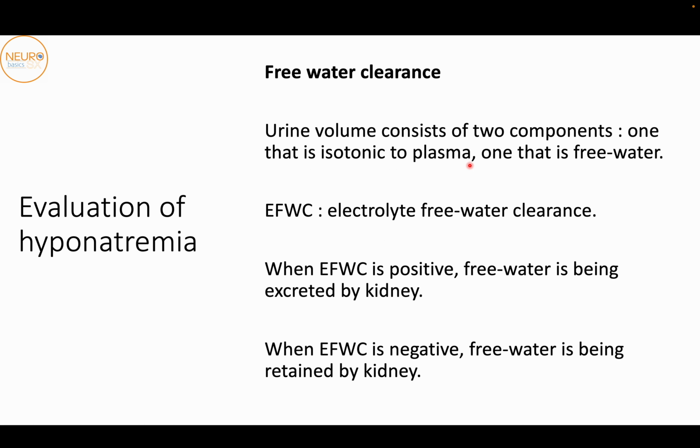Right, so the urine volume that is put out by the kidney consists of two components. One part of it is isotonic to plasma, and one part is completely free of any electrolytes, and that is known as free water, also known as electrolyte-free water. Right, so the amount of electrolyte-free water which is put out by the kidney is known as electrolyte-free water clearance. When the electrolyte-free water clearance is positive, then free water is being put out by the kidney. And when the electrolyte-free water clearance is negative, then free water is being retained by the kidney.